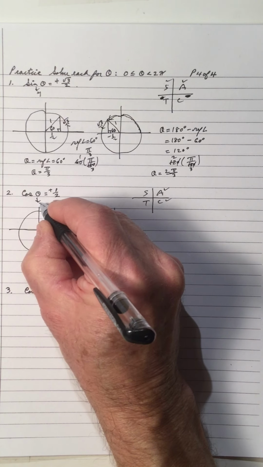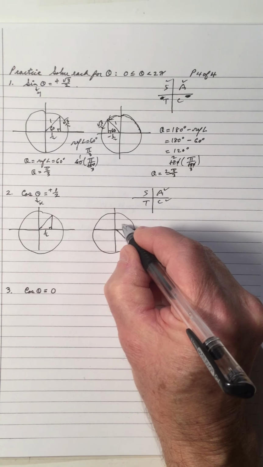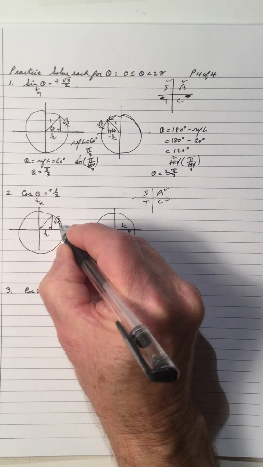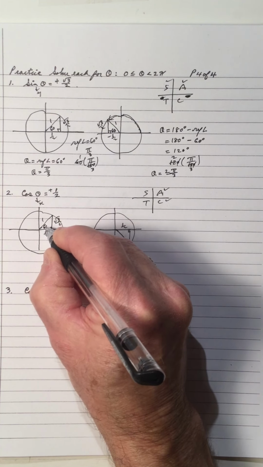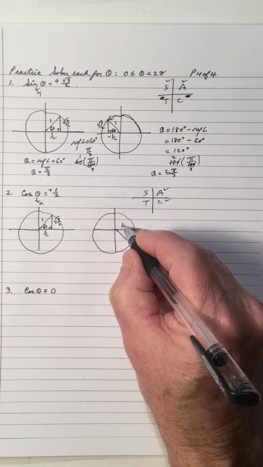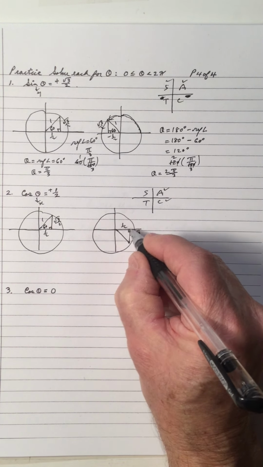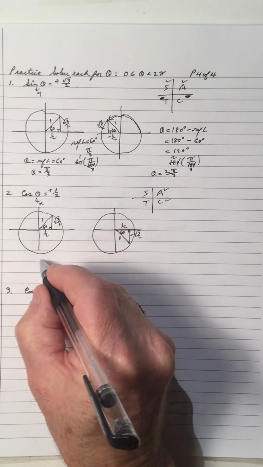Cos is the x, so the x is a half. That means the y is root 3 over 2. Hypotenuse is 1. Opposite root 3 over 2, so that's a 60. And this is a half. This is root 3 over 2, but it's negative because it's going down. And again, the reference angle here is 60.